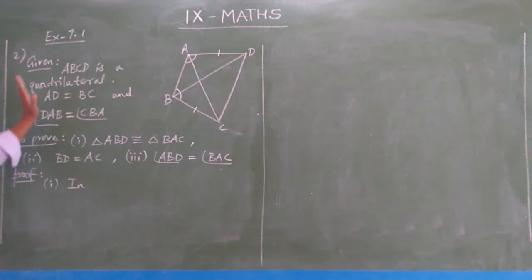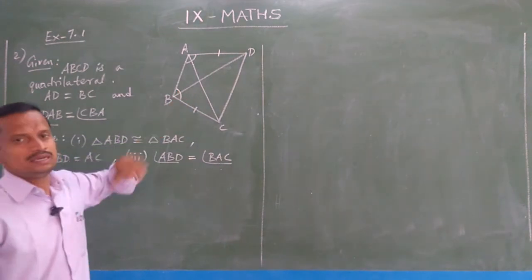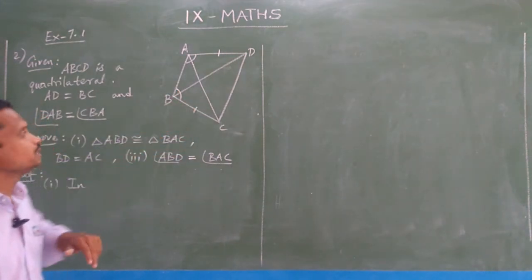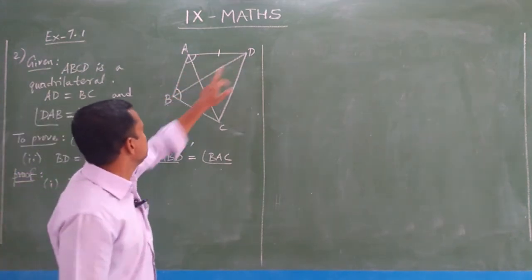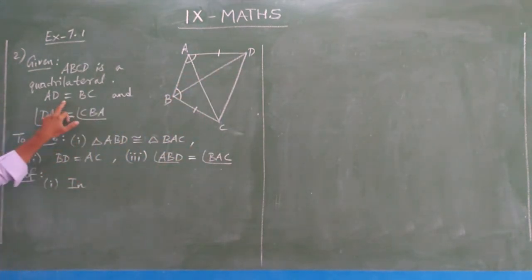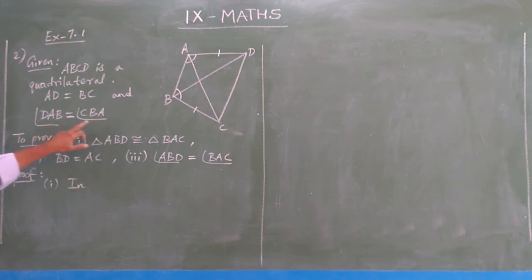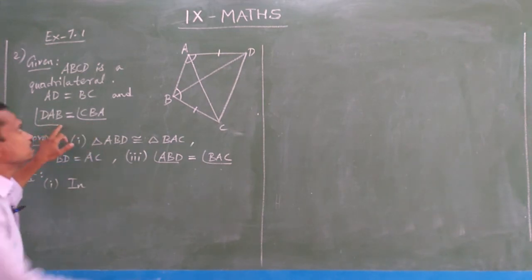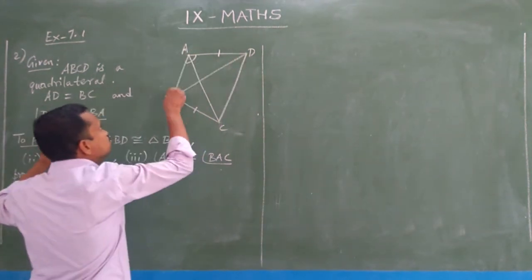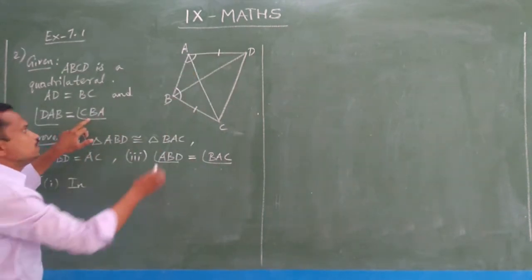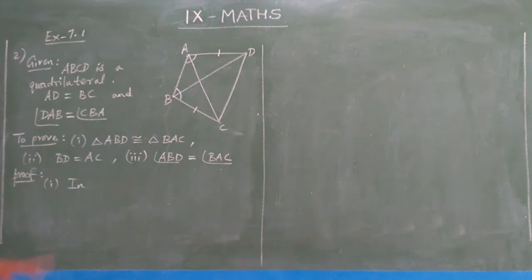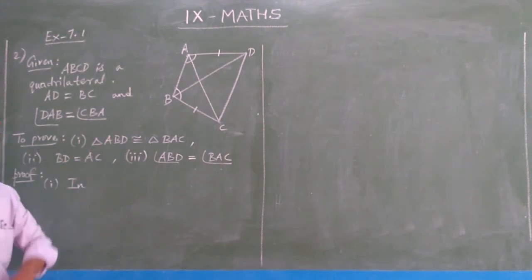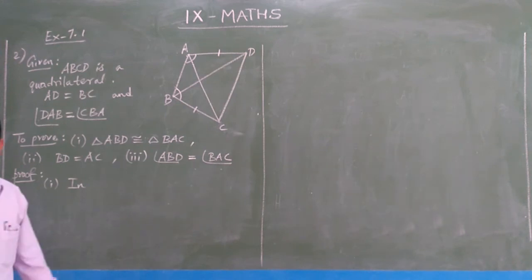So question number 2, a quadrilateral is given. This is the figure given there. ABCD is a quadrilateral. Two sides AD, BC are equal. And angle DAB is equal to angle CBA. DAB, you see, this angle, and CBA, this angle. I marked there, so they are equal. Okay, and to prove, 1, 2, 3 options are given. We have to prove them one by one.